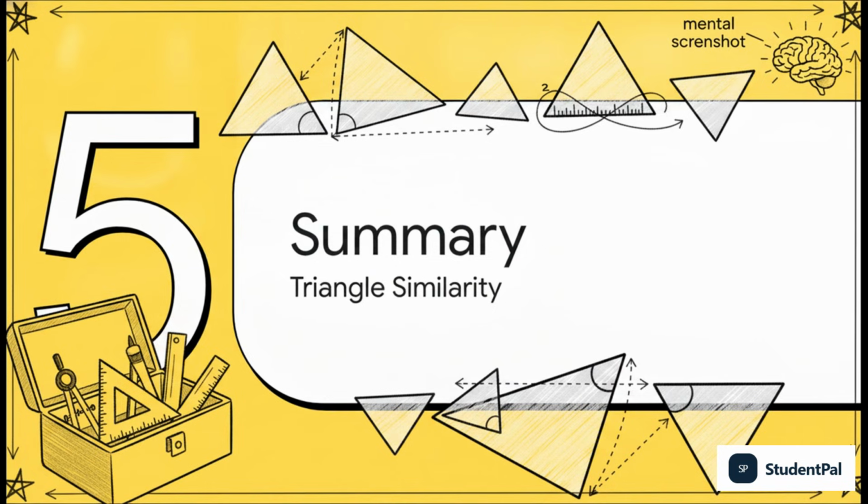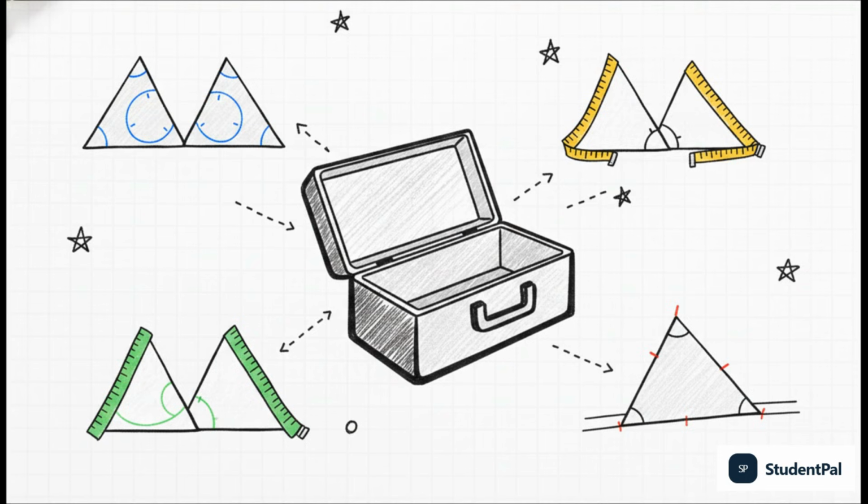Fantastic work, seriously. We've covered a lot of deep conceptual ground today. Let's transition to our final section and review this master toolkit we've built together. Here is your ultimate summary. I want you to take a mental screenshot of this. When you need to prove two triangles are similar, look for these clues. First, AA. If the corresponding angles are equal, they are similar. Second, SSS. If all corresponding sides share the exact same ratio, they are similar. Third, SAS. If one included angle is equal and its wrapping sides are proportional, similar again.